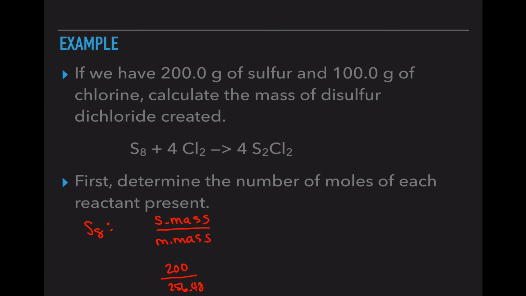256.48. When I divide these out, I have 0.779 moles of sulfur. Now I'm going to do the same thing for chlorine. Now I do not need to worry about that coefficient out front. That's for later steps. For this step, all I need to do is sample mass over molar mass, which is 100 divided by 70.9, and this gives me 1.41 moles of chlorine. So 0.779 moles, 1.41 moles.